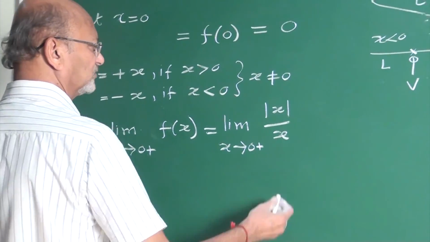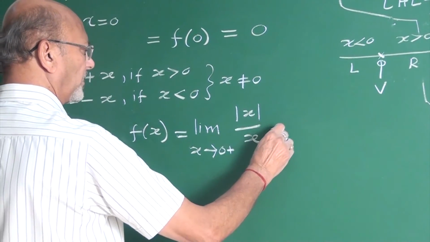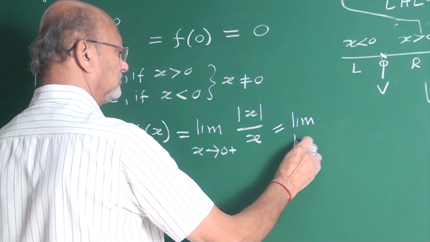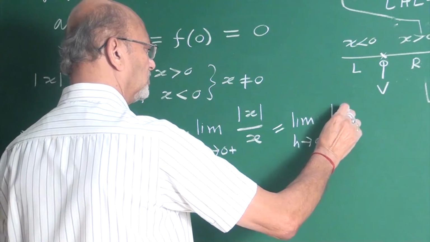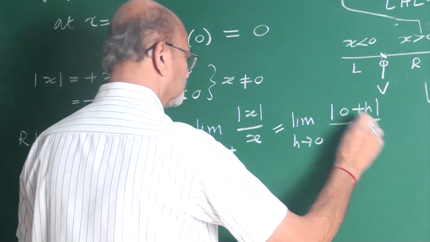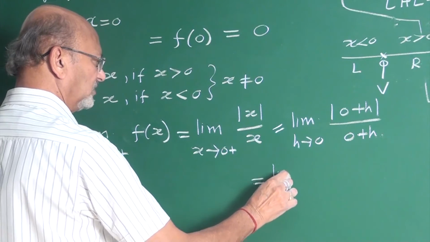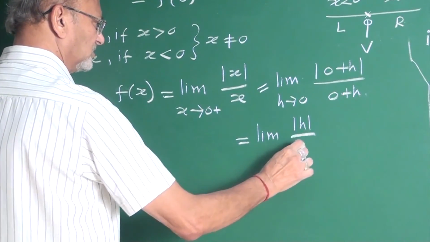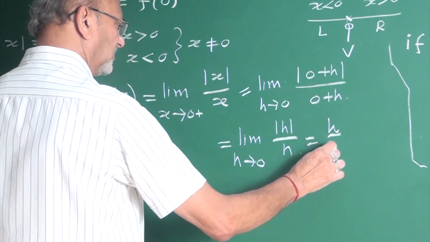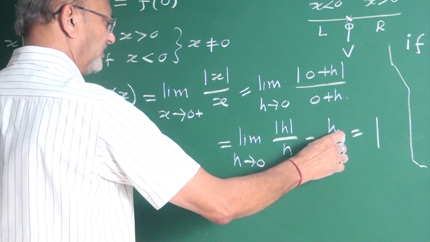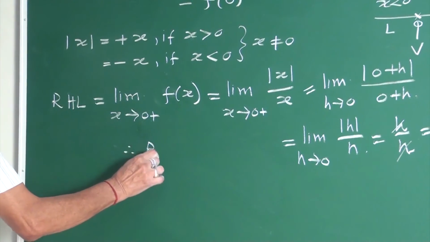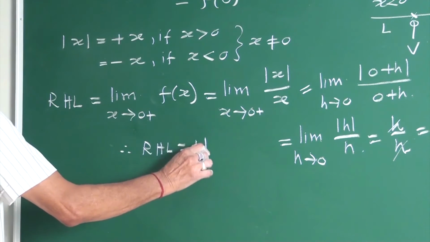This is equal to the limit as h tends to 0 of mod of (0 plus h) upon (0 plus h). It is the limit of mod of h, down is h, as h tends to 0. What is mod of h? It is h itself. The denominator is h. My friend, h cancels with h gives 1. Therefore, RHL is plus 1.